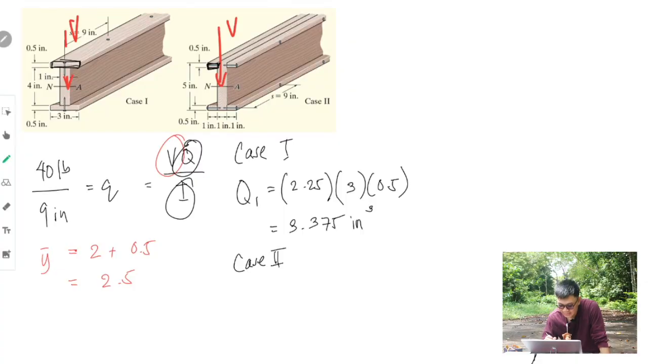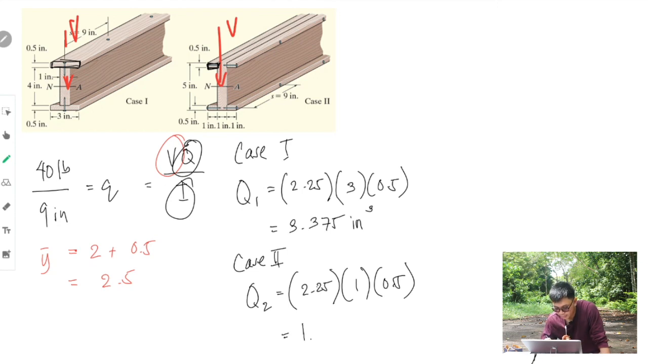Okay? Usa lang atong pilion. Okay. So sa case 2, ang atong Q2 is equal to 2.25 gihapon ang distance niya and multiplied by the area which is 1 multiplied by 0.5. And your Q2 is equal to 1.125 inches to the cube. Okay?